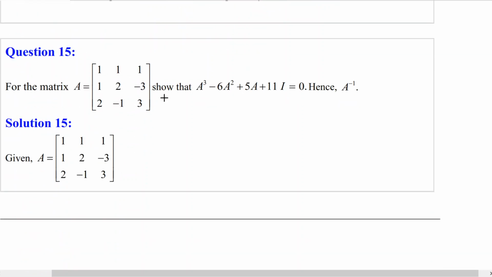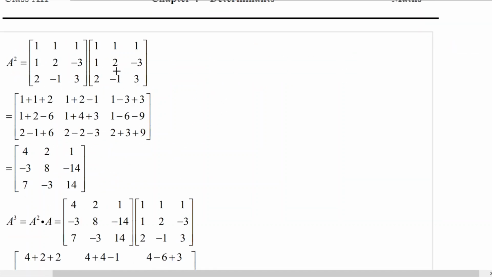Again, we have a matrix here and we need to show that this whole thing is equal to 0. That is, this matrix satisfies this characteristic equation, and from there we'll find A inverse. So very good question. First of all, we need to find A square. A square is A into A. Okay, let us see. First row multiplied by first column: 1, 1, 2, that is 4. Multiplied by second: 1, 2, minus 1, that will be 2. And multiplying by third column: 1, minus 3, 3, that means it will be 1 only.